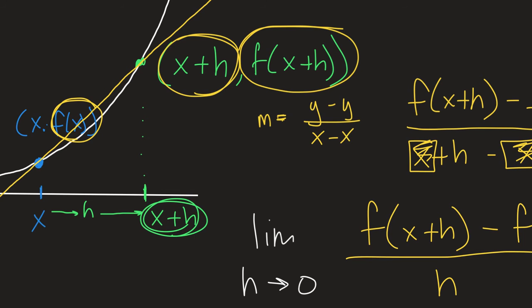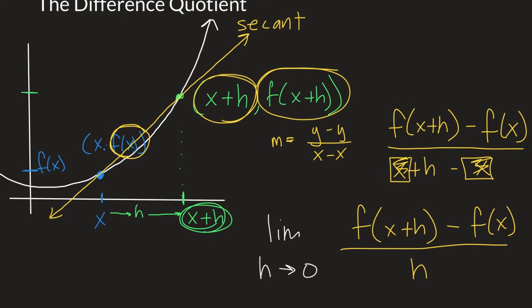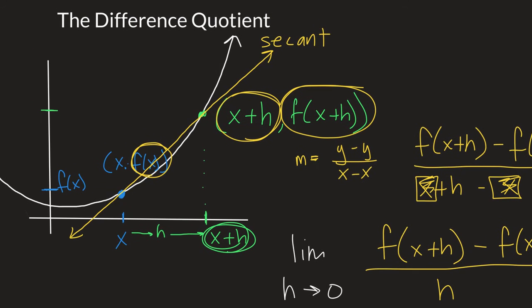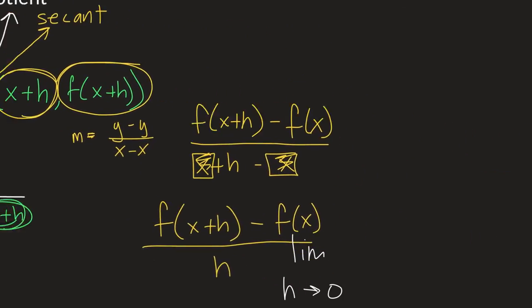Okay, so that's how we derive this difference quotient that we're going to use in order to start finding the equation, or rather the equation to find the slope, at any given point on our graph. So let's use this difference quotient to do some calculus problems.